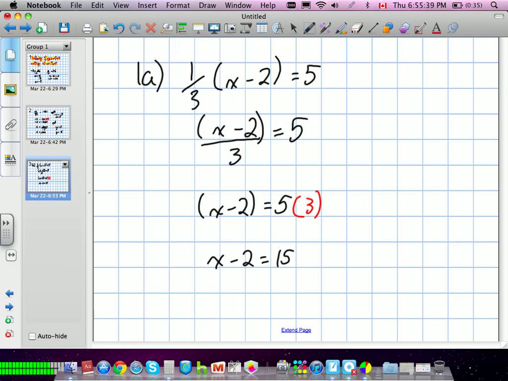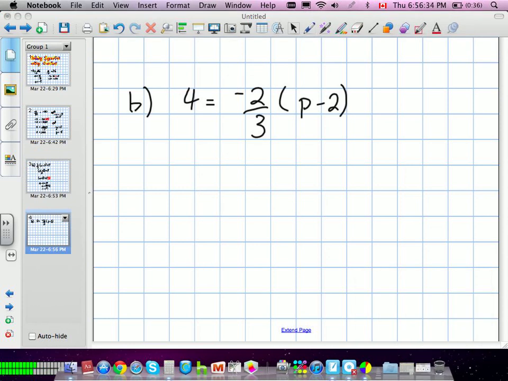How would I bring negative 2 to the other side of the equation? Well, if it's negative on this side, plus 2. So we're going to get x equals 15 plus 2. So x is going to be what in this question? That's right. x is 17. We'll do another example here.